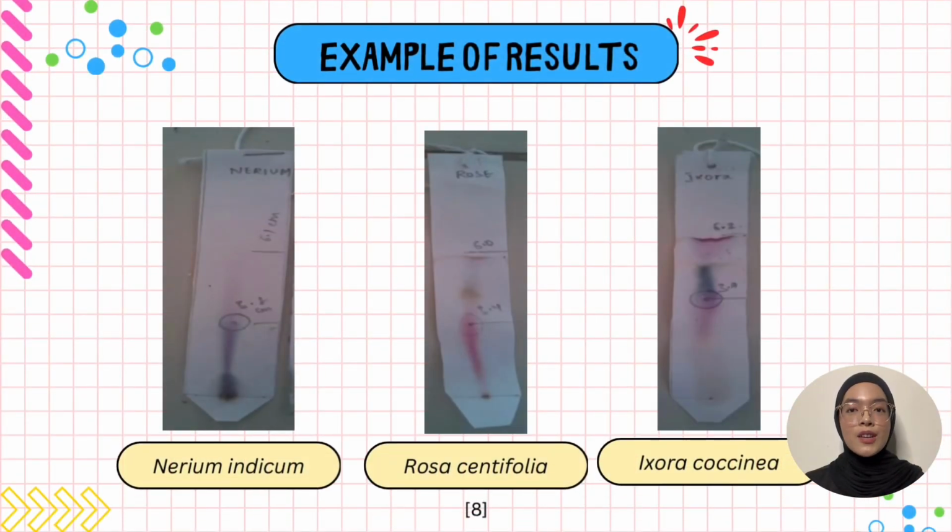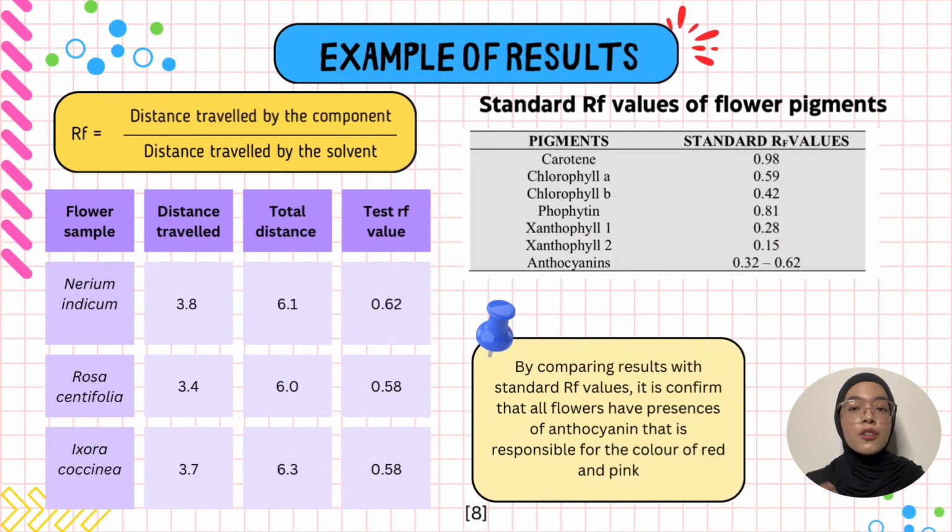This is an example of the results for 3 different flower species, which are Nerium indicum, Rosa centifolia, and Ixora coccinea. The RF value of each flower was calculated using the formula RF equals the distance traveled by the component divided by the distance traveled by the solvent. The RF value of Nerium indicum is 0.62, and the RF value for both Rosa centifolia and Ixora coccinea is 0.58. The result was compared to the standard RF values.